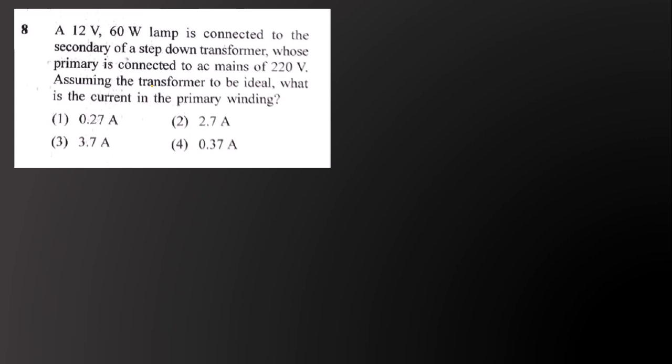Here in this question it is given that there is a transformer and the transformer is ideal. It means the power of input and the power of output are equal. Now let's read the question. A 12 volt 60 watt lamp is connected to the secondary part of the step down transformer whose primary is connected to AC mains of 220 volt, and we are supposed to calculate the current in the primary circuit.